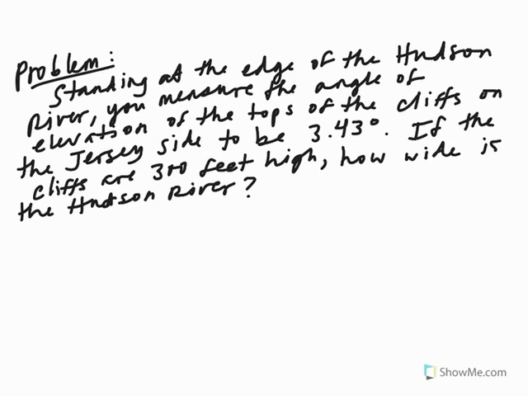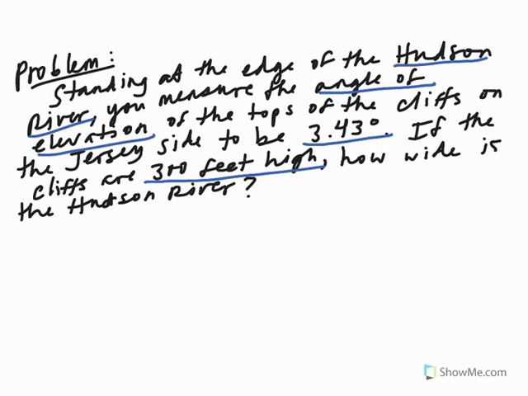If we're standing at the edge of the Hudson River, you measure the angle of elevation of the tops of the cliffs on the Jersey side to be 3.43 degrees. If the cliffs are 300 feet high, then how wide is the Hudson River?